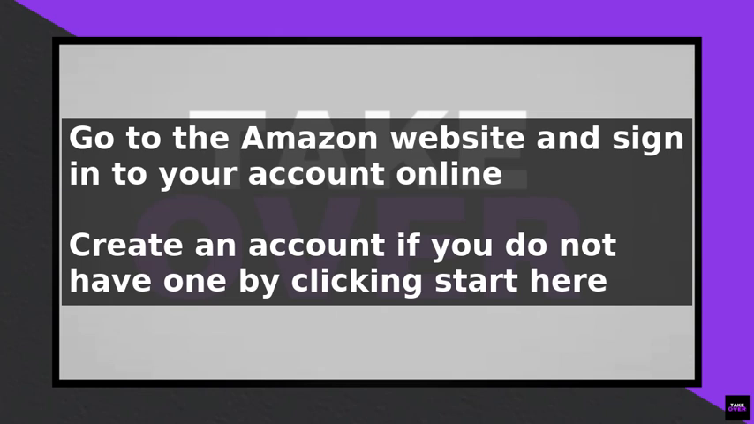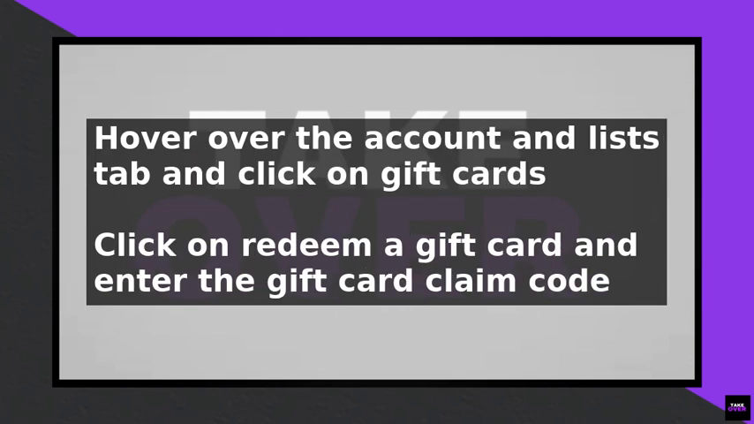This will take you to the Gift Cards page where you can view your gift card balance and redeem new gift cards. Click on Redeem a gift card and enter the gift card claim code. The claim code is the series of numbers and letters on the back of the physical gift card or in the email if you received a digital gift card. Enter the code and click Apply to your account. The gift card amount will be added to your Amazon account and you can use it to make purchases.